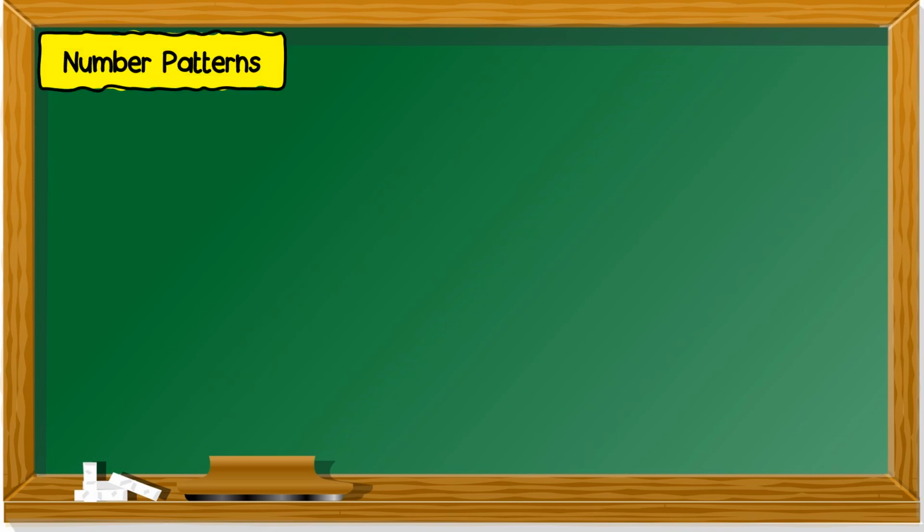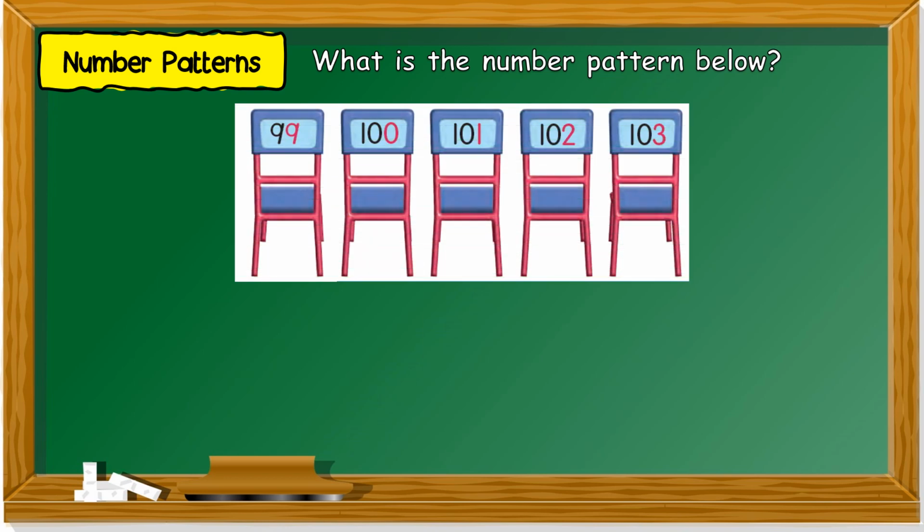Now, we are going to look at number patterns. Actually, we have touched on number patterns when you were learning about ascending or descending order. Number pattern ialah pola nombor. Okay. So, what is the number pattern for below? You look at this. You have 99, 100, 101, 102, 103. So, is it ascending or descending?